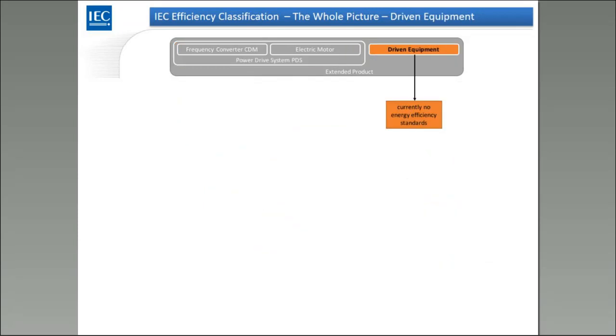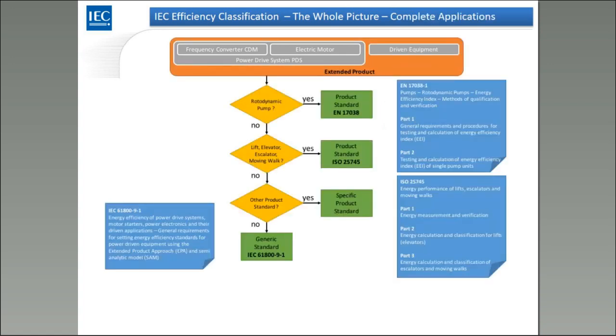Driven equipment, there is currently nothing for driven equipment like a belt drive or a gear, as far as I know. And then there are some standards for extended products, namely for pumps, which is a European standard from ISO, for lifts, elevators, escalators, moving walkways, which is also an ISO, or this is an EN standard, this is an ISO standard. There's also a standard for fans, as I've learned, which is not contained here on this graph, but this is then specific to the application.